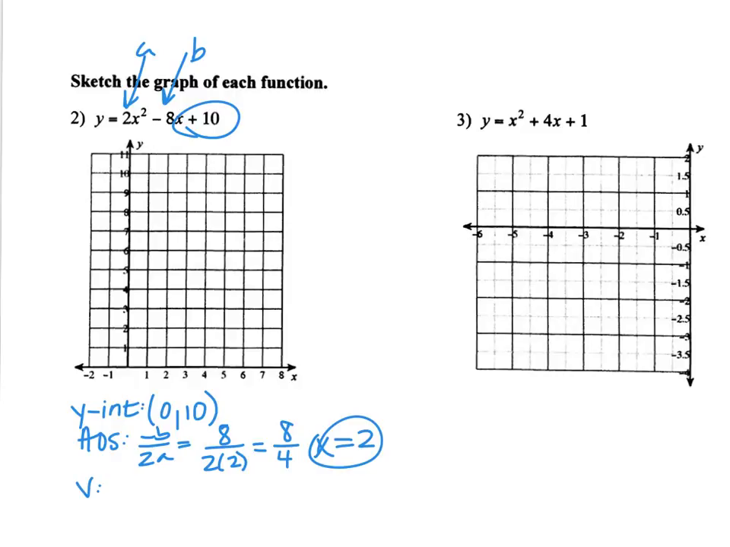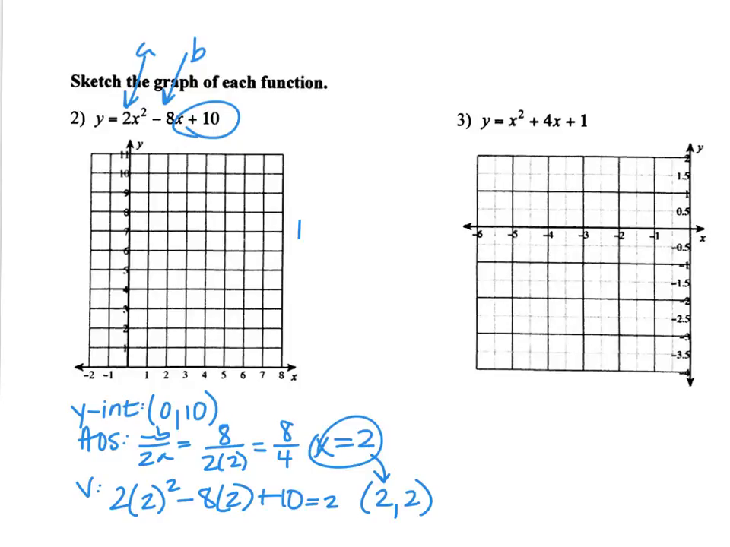Vertex, I use that value to plug in. So 2 times 2 squared minus 8 times 2 plus 10. If we work that out correctly, we should get 2, which is going to make my vertex 2 from the x value and 2 because of what we got when we plugged in.